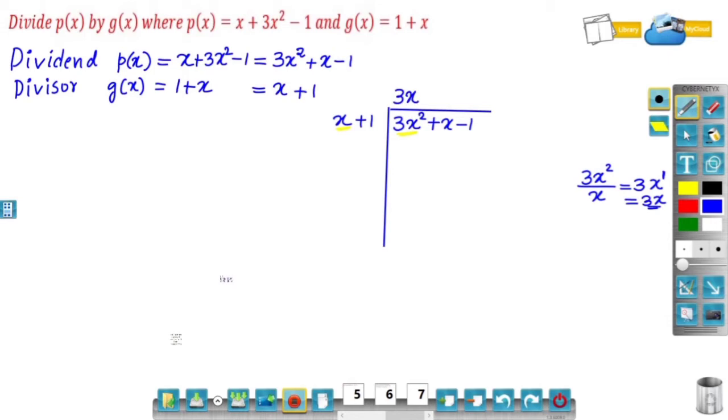Now the next step is multiply each term of the divisor by the quotient, that is 3x. Now 3x into x is 3x square. After that 3x into 1 is plus 3x. After that, subtract.